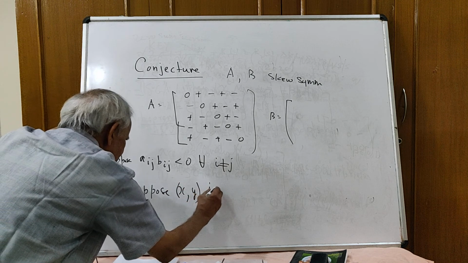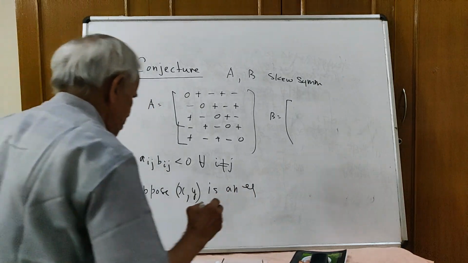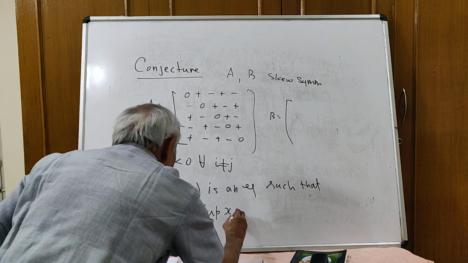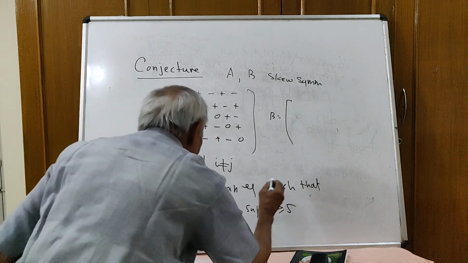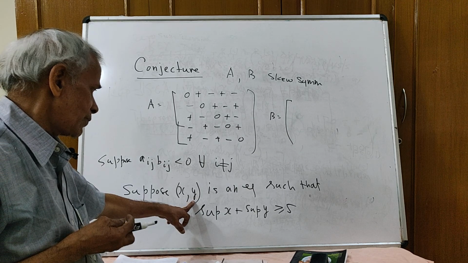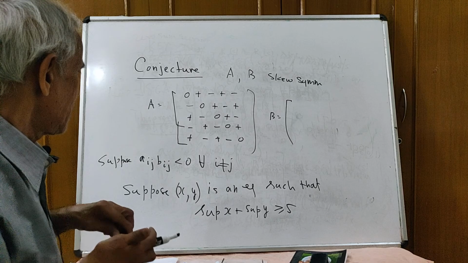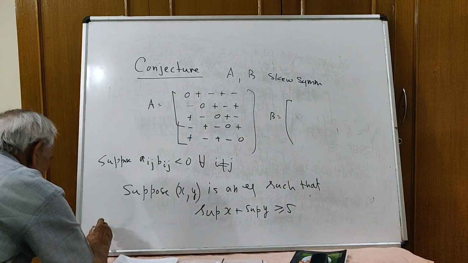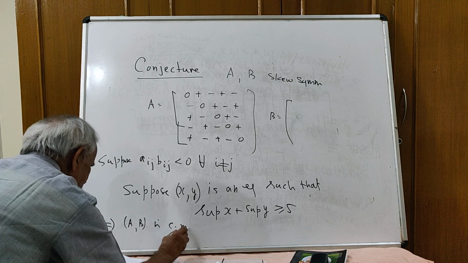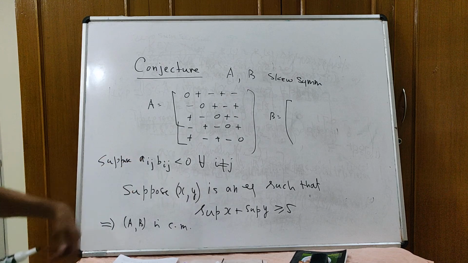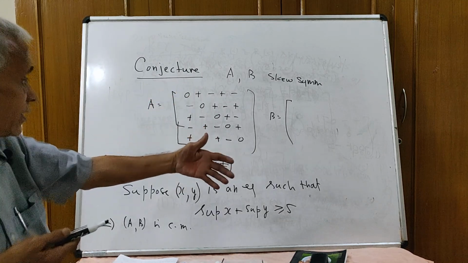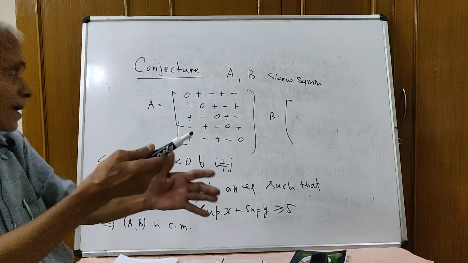The conjecture which we have in mind, so that it will be clear. There is a conjecture. A and B skew symmetric, and assume A is of the following sign pattern: 0, plus, minus, plus, minus; 0, plus, minus, plus; 0, plus, minus; 0, plus; 0. These can be filled up because this is skew symmetric, with the corresponding minus and plus signs below the diagonal.